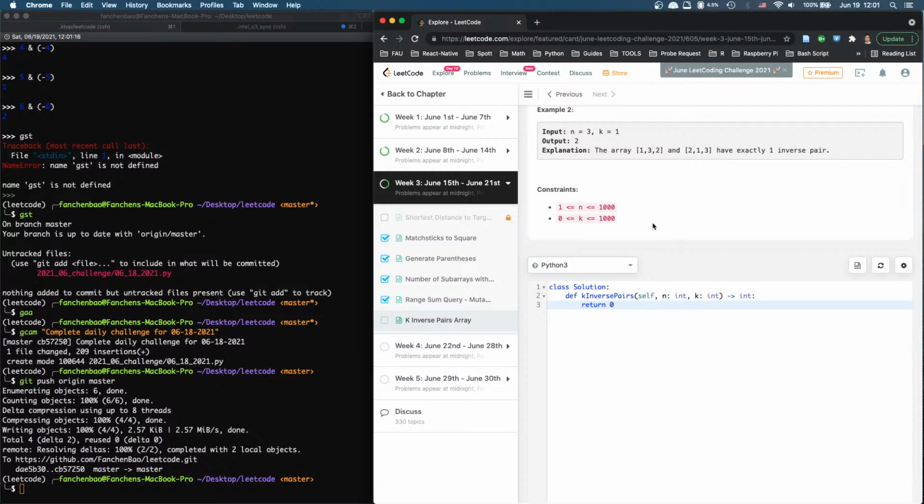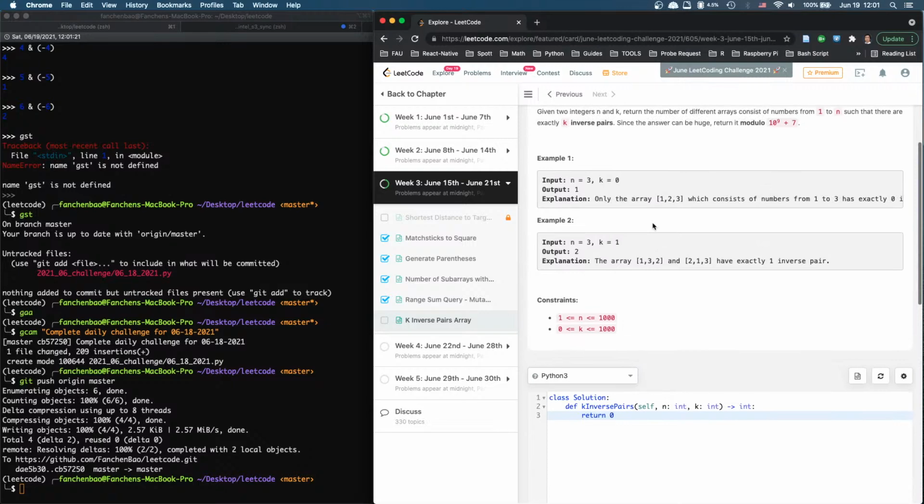Which means let's do k equals 2. So if I want 2 arrays, no, I want 2 pairs. There's only 1 pair for 1, 2, so it cannot do 2. So we can only do 1, 2, 3. If I want 2 pairs, there is only 1 possibility: 3 going to the front. So 3, 1, 2 will give us 2 pairs, but that's the only possibility.